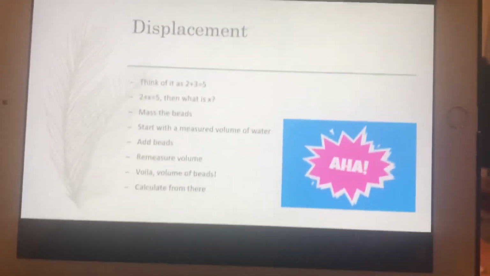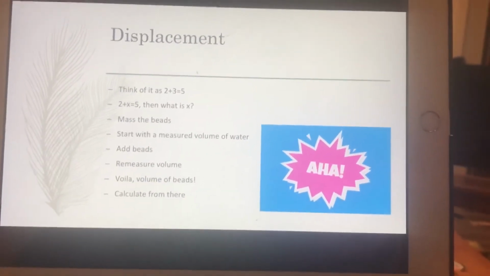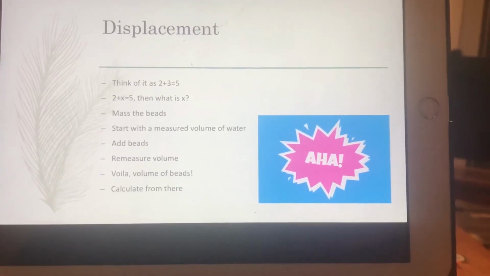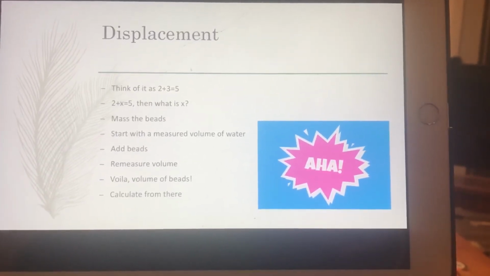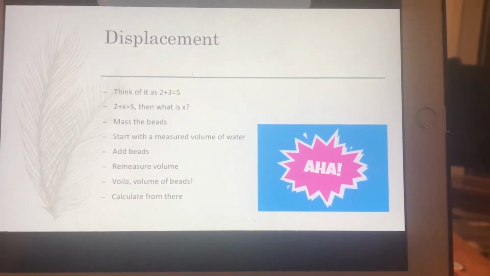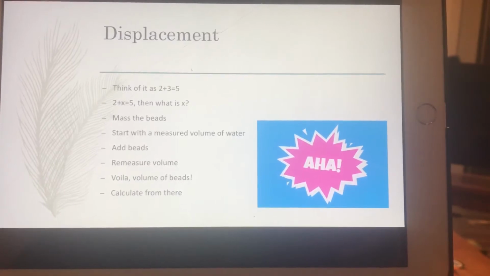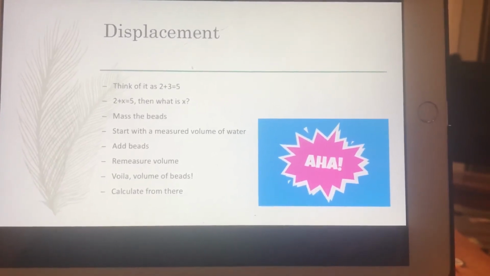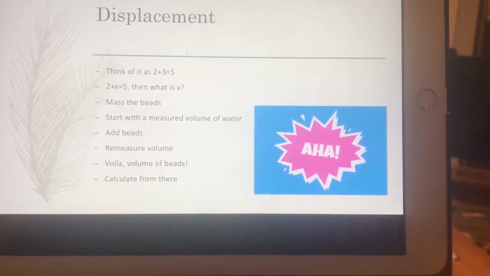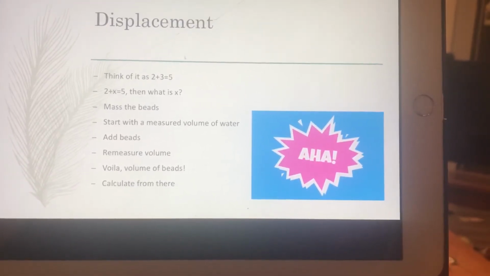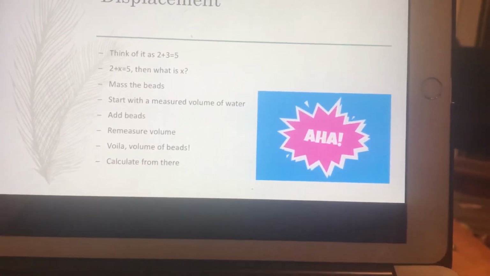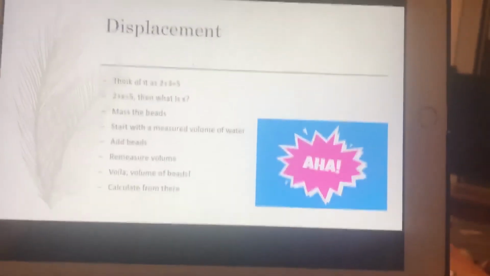So first you mass the beads, that one's easy. Then you start with a measured volume of water. It's recommended to start with around 20 mils in a graduated cylinder. And then you add the beads after you've already taken their mass, and then you reassess the volume afterwards. So when you subtract the end volume of water plus beads minus just the volume of the water, that's how you end up with the volume of the beads.